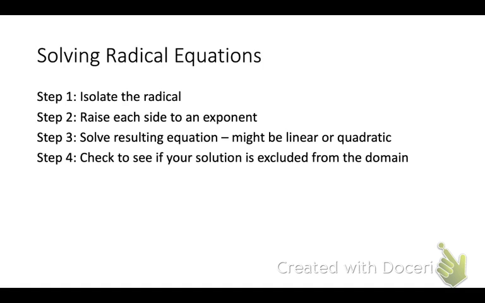So anything that's outside of it, we need to move to the other side by adding, subtracting, multiplying, or dividing. Second, we need to raise each side to an exponent. So if your radical is a square root, then we would raise each side to the second power, because that is the inverse operation of square roots. If your radical is a cube root, so there's a 3 in for the index, then we would raise each side to the power of 3.